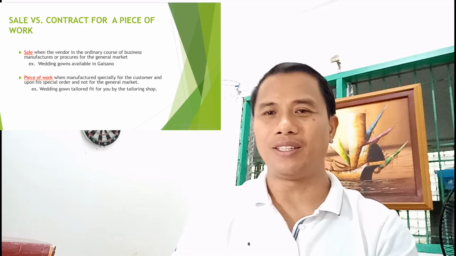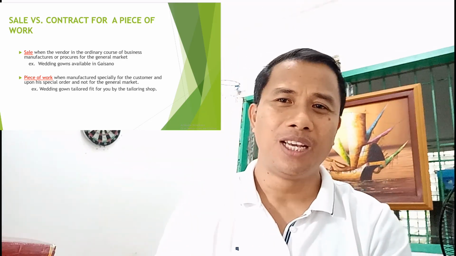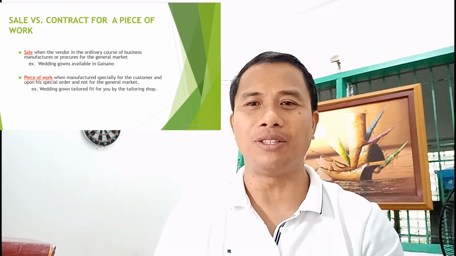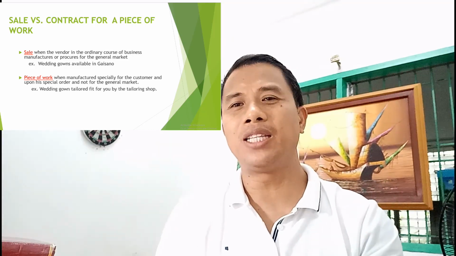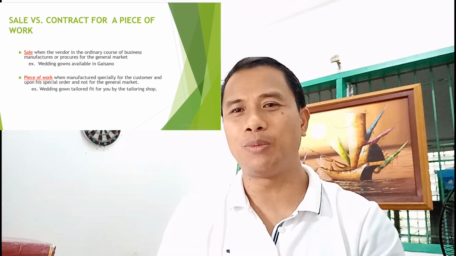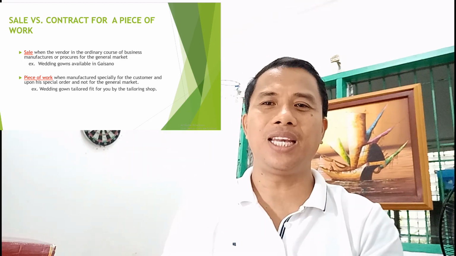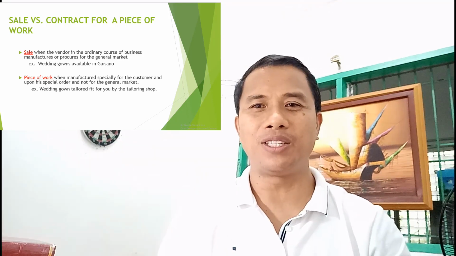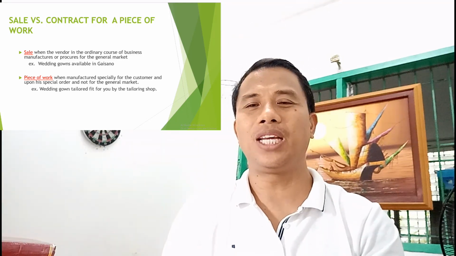Let's say, for example, you are about to be wed, so you need a gown. If you go to the department store and look for gowns available there and choose one of those wedding gowns, then it is a contract of sale. Well, wedding gowns are there. They were made for the general public. So it is considered to be a contract of sale.